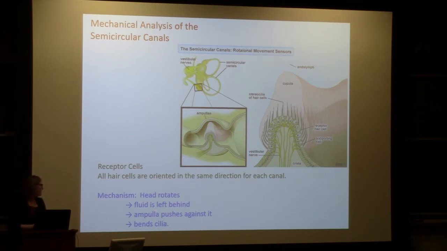It lags a bit. This is because it has viscosity and also because the ampulla has some elasticity. This causes a relative motion between the ampulla and the fluid around it, because the fluid tends to lag, which basically pushes on the ampulla and bends the hairs or the cilia on top of the hair cells.